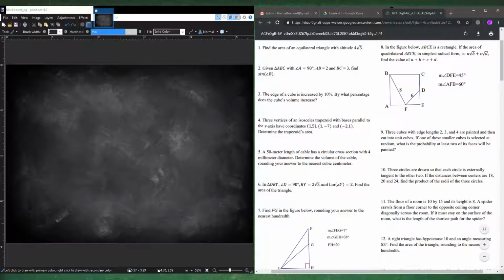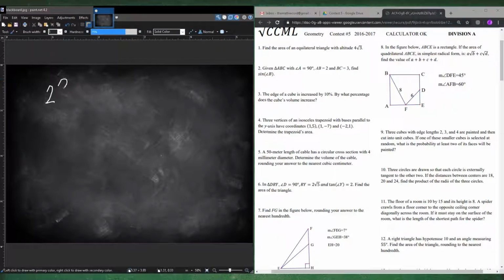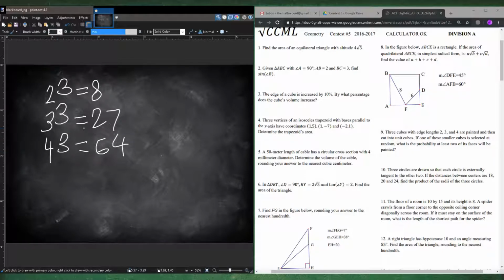Since we have one cube with side length 2, the volume would just be 2 to the power 3, which is equal to 8. And a unit cube would be 1 to the power 3, which is equal to 1. So there are 8 unit cubes, because 8 divided by 1 is 8. Same case with the others: 3 cubed is 27, and 4 cubed is 64. So 8 plus 27 plus 64 is equal to 99. So there are 99 unit cubes.